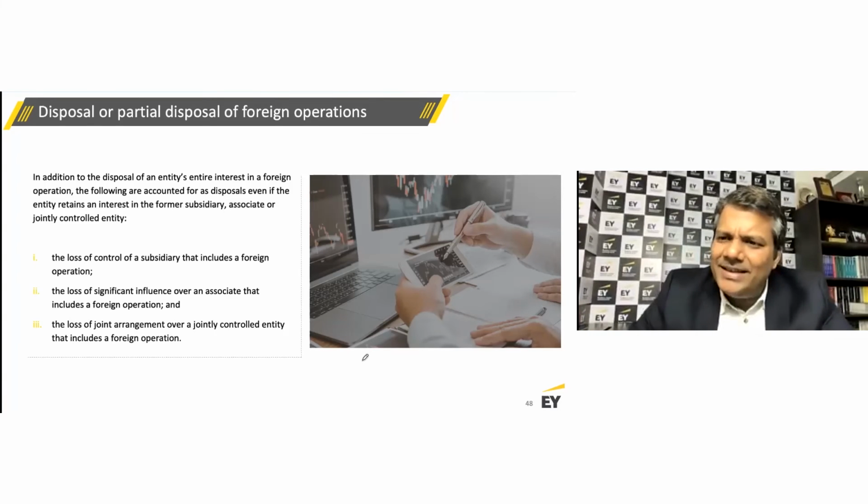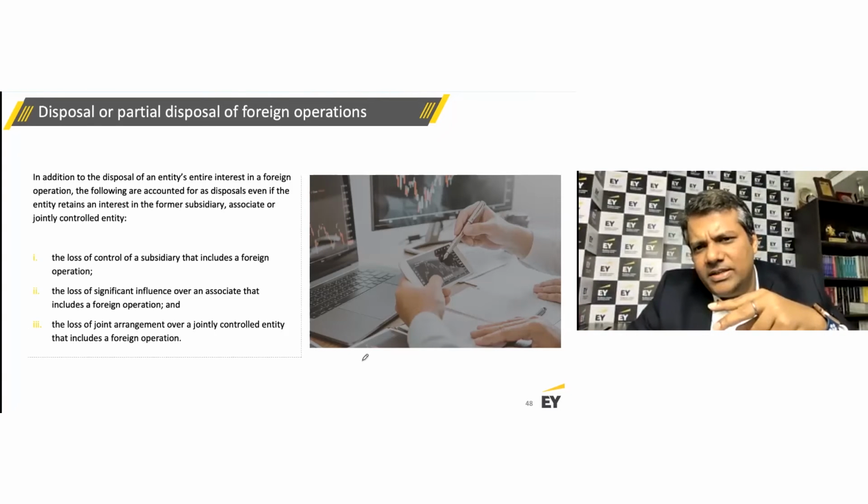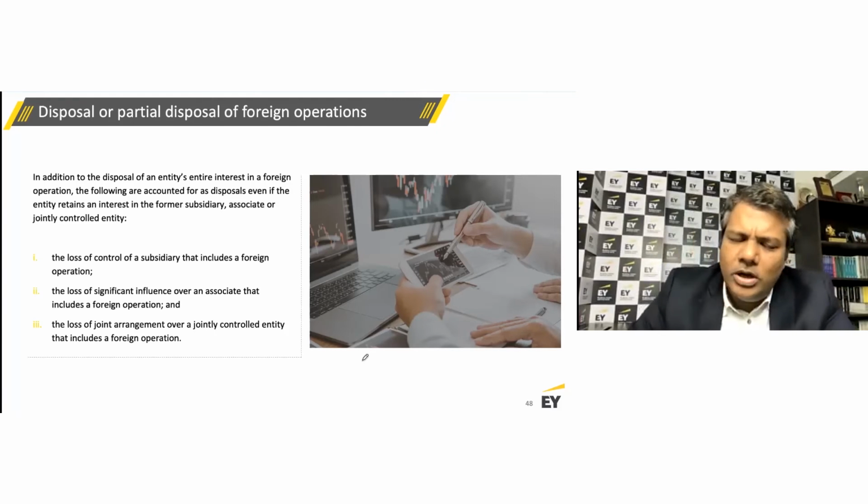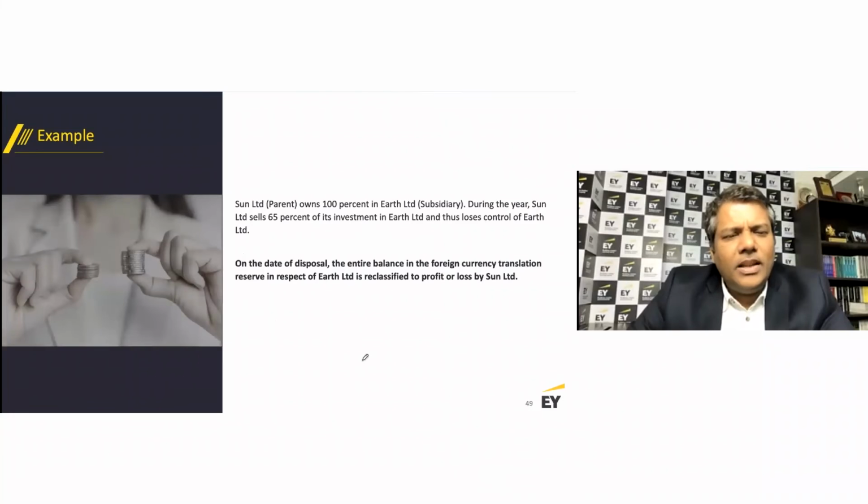So in that case, the FCTR, the foreign currency translation reserve, in relation to those investments also needs to be reclassified to profit and loss account, from FCTR to profit and loss account, in proportion to the disposal. Okay. Let's look at the example. Sun Limited owns 100% in Earth Limited. The parent owns 100% in Earth Limited. During the year, Sun Limited sells 65% of its investment in Earth Limited and thus loses control of Earth Limited.